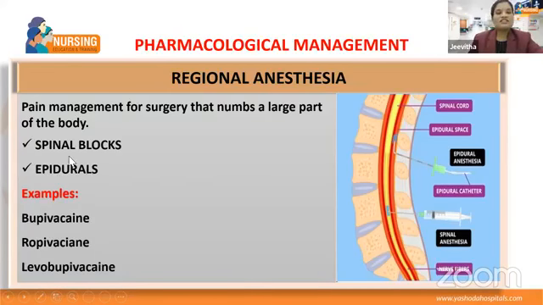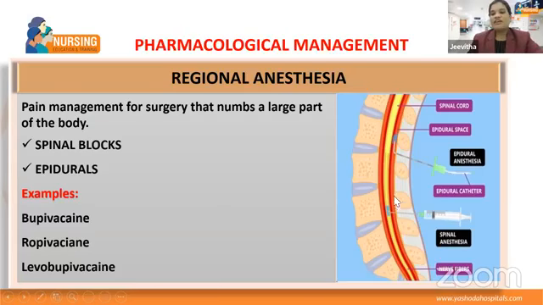Regional anesthesia again has been divided into spinal blocks and epidurals. The spinal, as the name itself suggests, you can see in this picture. Mainly spinal anesthesia is given into the spinal cord. This is where they are giving the injection, most probably at L3, L4, because the cord starts from L1, L2. To prevent injury to the spinal cord, you have to inject in this area.